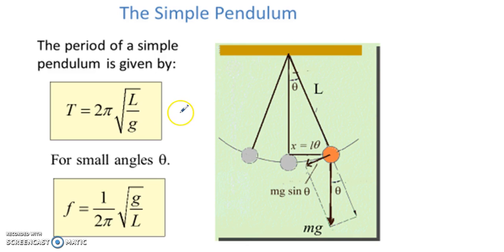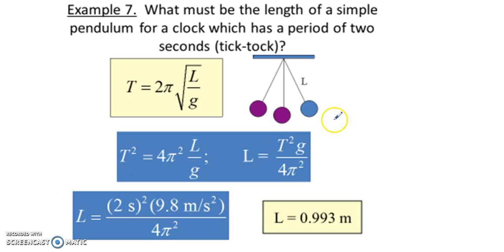Here we have the simple pendulum. The period of a simple pendulum is given by T equals 2 pi times the square root of L over g. For small angles, the frequency equals 1 over 2 pi times the square root of g over L. And again, we have an example. That's it. That's a lot of work, so get these down carefully so we can go over them.